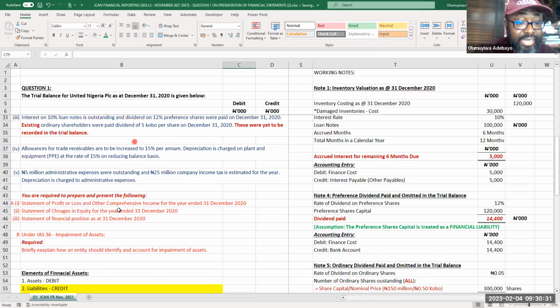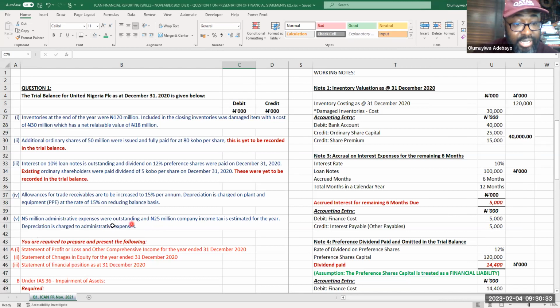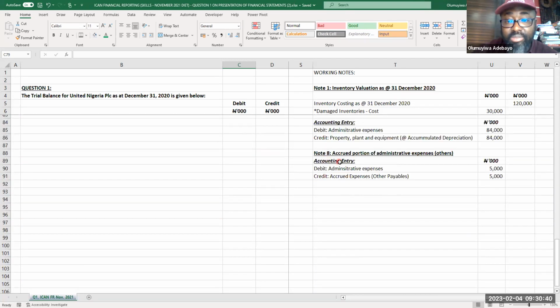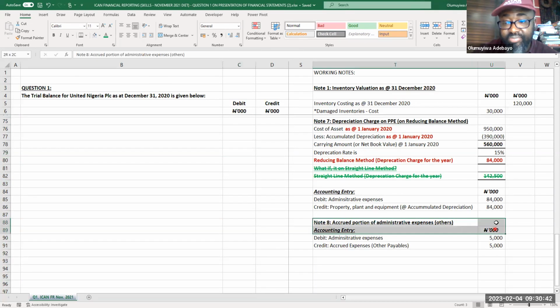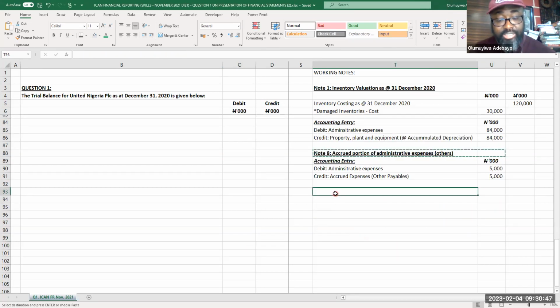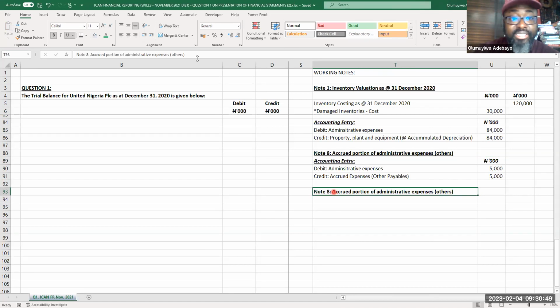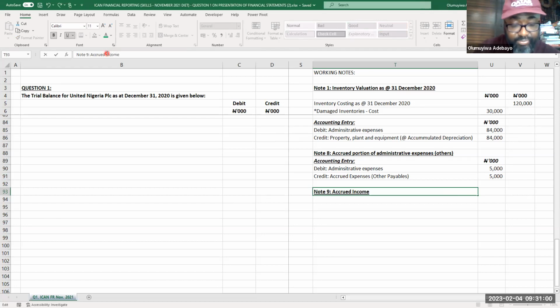What's the final adjustment? 25 million company income tax is estimated for the year. We are still coming back to IAS 12. We'll be discussing income taxes, but in the interim, they've already determined the income tax, only that we need to accrue for it. Yes, accrued income tax expense for the year.